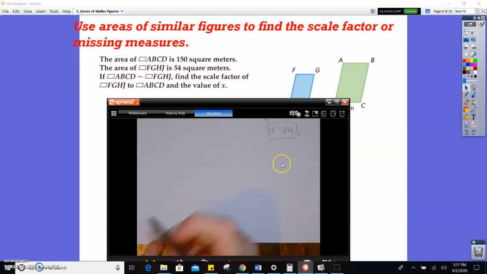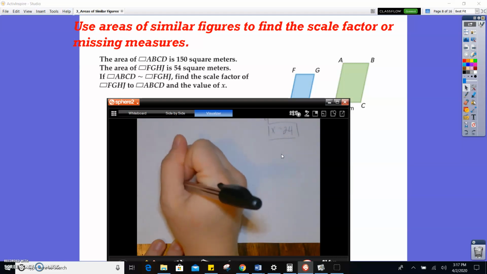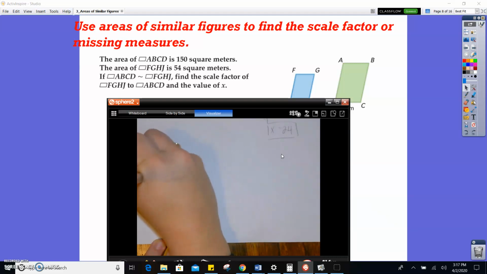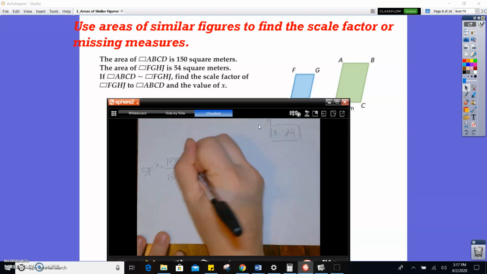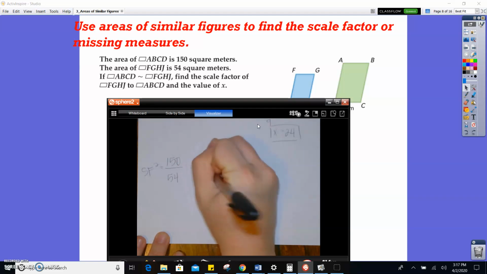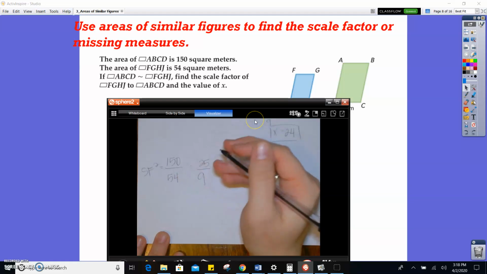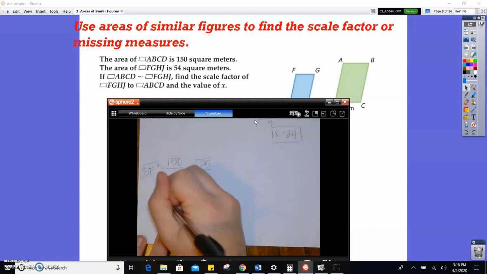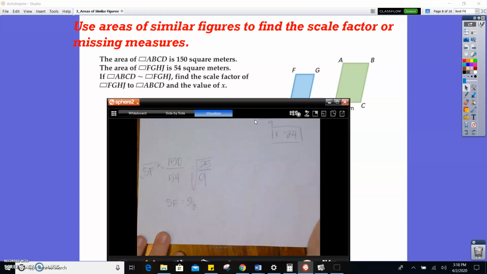So I know that ABCD, or the larger one, is 150. And that over the area of FGHJ, which is 54, must be equal to the scale factor squared. So I'm going to simplify this fraction. This fraction simplifies down to 25 over 9. So again, we're still looking at scale factor squared, but I need to know the individual scale factor. So if I take the square root of both sides, I get that my scale factor is actually equal to 5/3, which would be the relationship between the two sides.